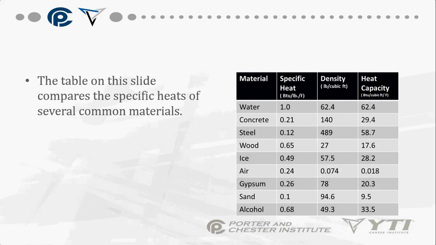That's why water is one of the most important things that we have literally on the earth. It's used for many, many things. Believe it or not, sand has a specific heat. Wood has a specific heat of 0.65. Think about what we have to do with wood in order for it to burn.